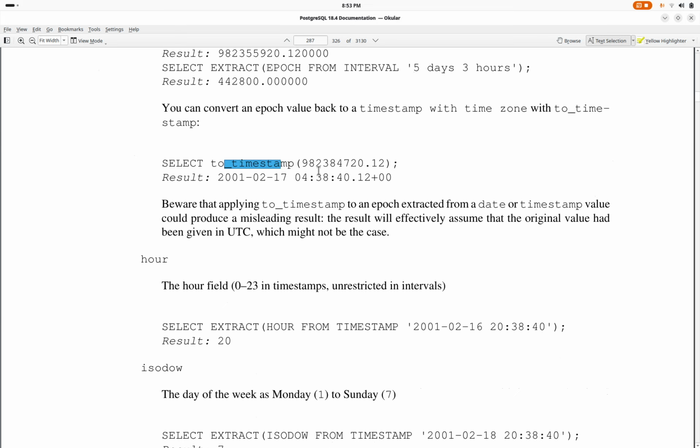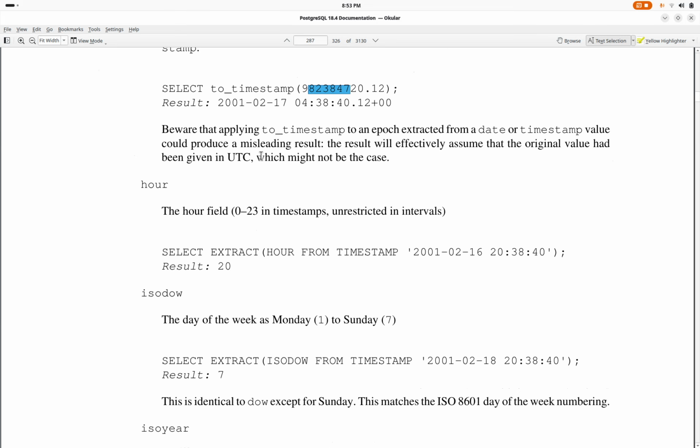We can convert an epoch value back to a timestamp with time zone with to_timestamp. So you give to_timestamp the epoch argument, which will be converted to a date time value. Applying to_timestamp to an epoch extracted from a date or timestamp value could produce a misleading result, as the result will effectively assume that the original value had been given in UTC, which might not be the case.